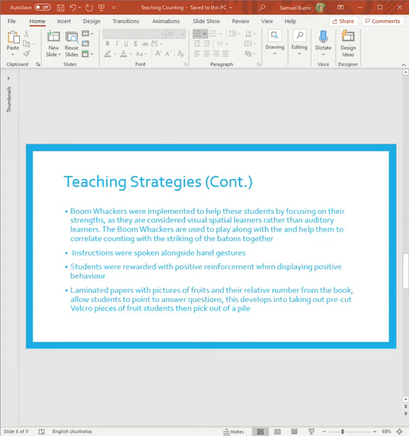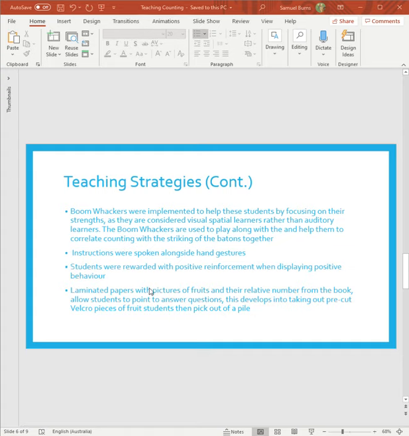Boomwhackers are musical instruments which can be hit together. They allow students to engage in the lesson rather than sitting and listening. Hand gestures were used alongside instructions. Students were rewarded with positive reinforcement when displaying positive behaviour, such as having the first pick of the Boomwhackers.